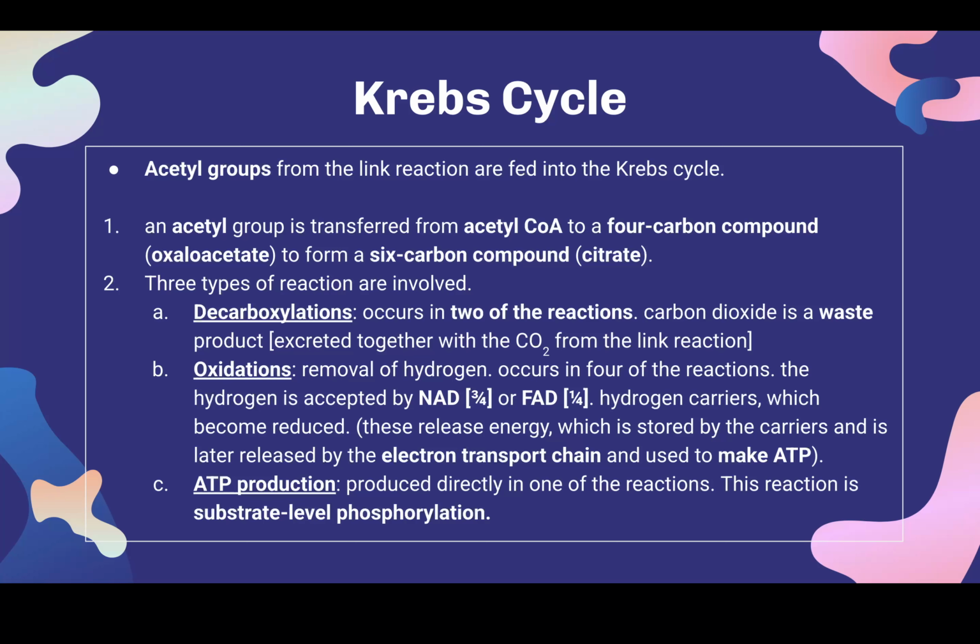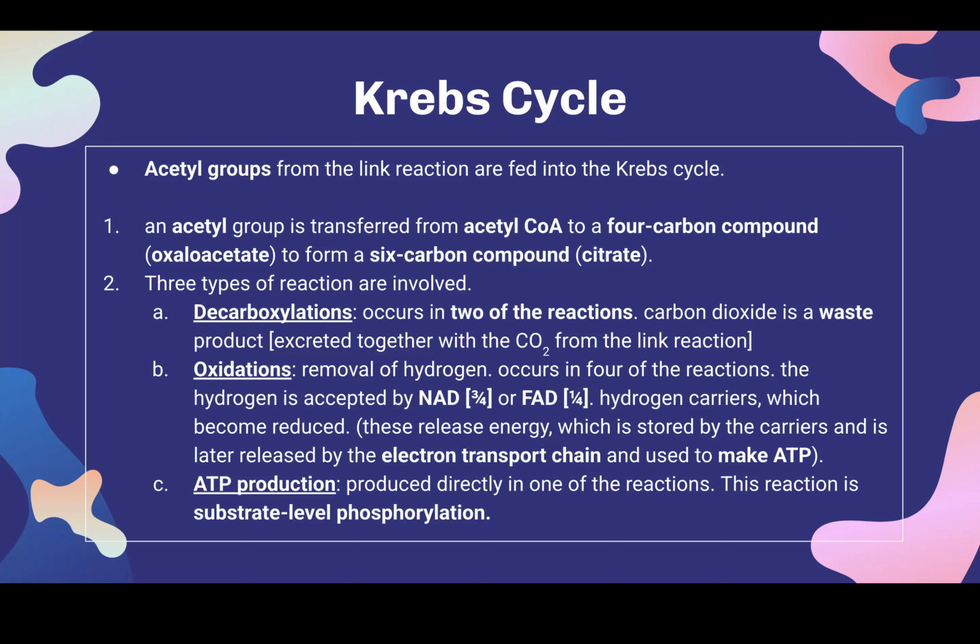So when oxidations happen, the energy is released, which is then stored by the carriers NAD and FAD, which is later released in the ETC and chemiosmosis, which we will discuss after the Krebs cycle. And essentially, oxidation is what creates the energy to make ATP at the end.